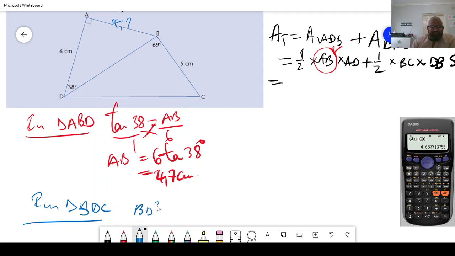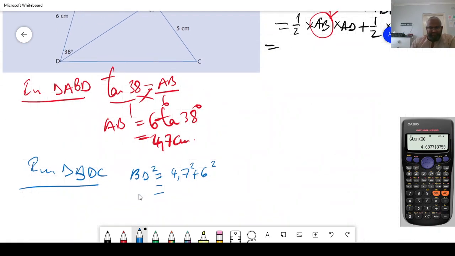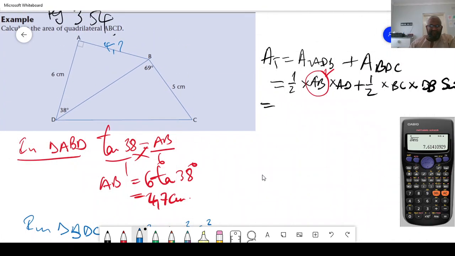So it's going to be BD squared is equal to 4,7 squared plus 6 squared. So you put in a calculator that answer squared plus 6 squared. It gives an answer 59,97. But remember, they want BD and not BD squared. So it gives you 7,6 centimeters. That is 7,6 here.